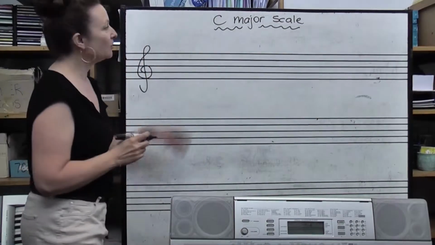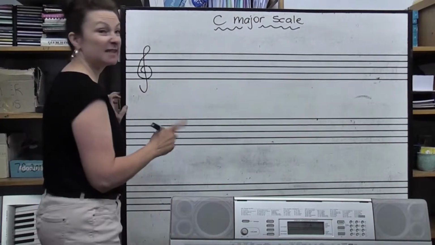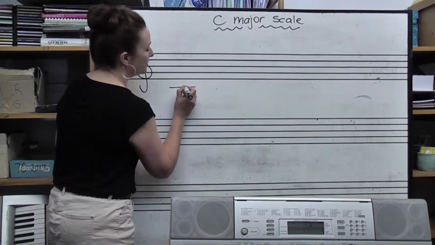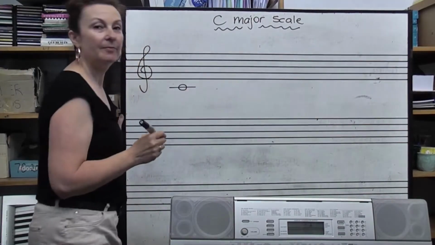8 notes. It always starts on the letter that it says it is. So in this case it says C, so we're going to start on a C. We're going to start on a middle C. Obviously we use the ledger line. And we're going to count up.